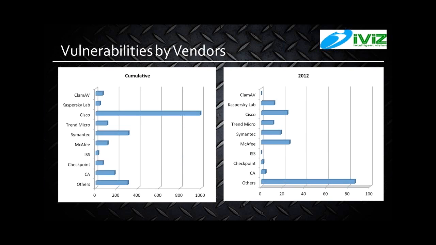Now let's look at the vulnerabilities by the vendors. On the left-hand side, you can see the cumulative over the last 10, 12 years, and the right-hand side is for 2012. What we can see is in 2012, the leaders in terms of number of vulnerabilities disclosed are Cisco, Symantec, McAfee, Trend Micro, Kaspersky. Even though the number of vulnerabilities is more in this case, we need to consider that many of these companies have more products compared to the single-point solution companies. So this number being more does not necessarily mean that they are the most vulnerable companies. This is just the number. We probably need to check the vulnerability density in each of the products of each of these companies, and we'll come to that in the next slide.